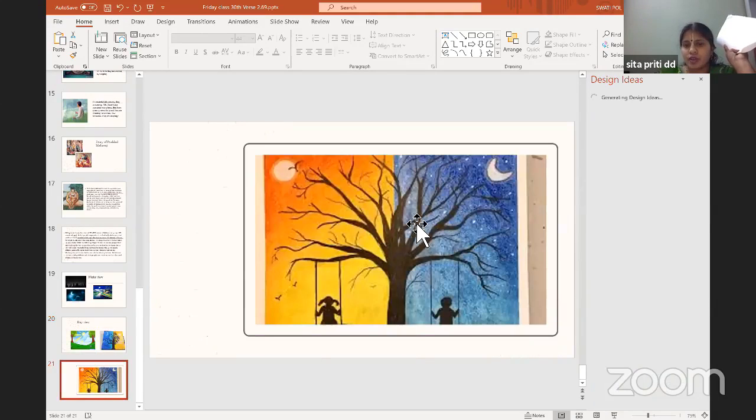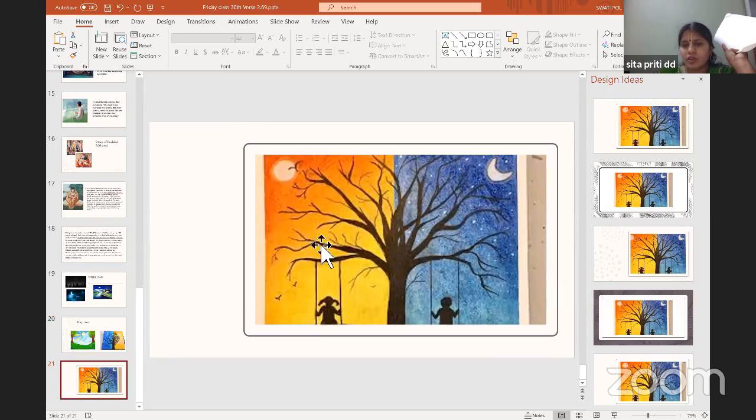See, over here also we have another thing. We draw a tree, the branches going in both directions, and before that we will be coloring it as the blue sky, which will tell you that it is the night, and the orange sky, which will tell you it is the daytime. So what do you feel, what do you want to do?